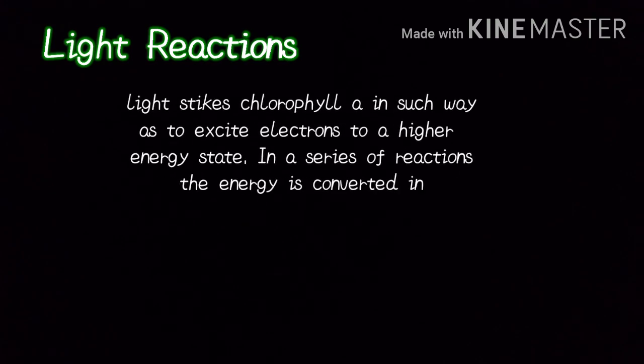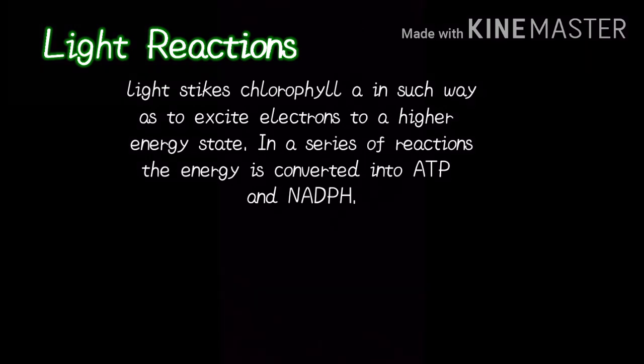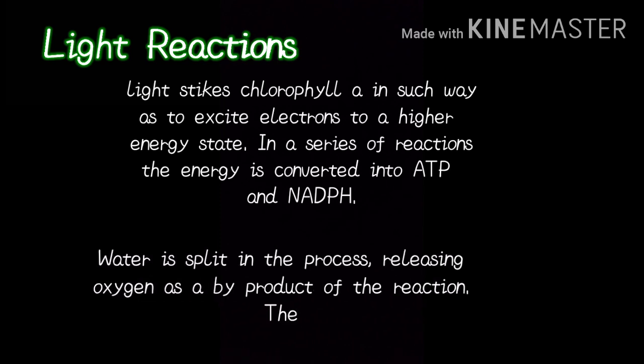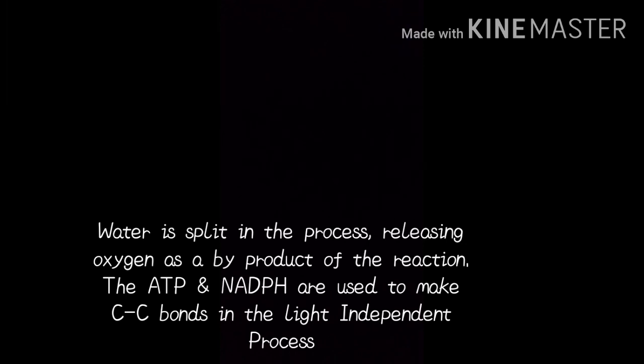In the light-dependent process, light strikes chlorophyll a in such a way as to excite electrons to a higher energy state. In a series of reactions, the energy is converted into ATP and NADPH. Water is split in the process, releasing oxygen as a byproduct of the reaction. The ATP and NADPH are used to make covalent bonds of carbohydrates in the light-independent process.